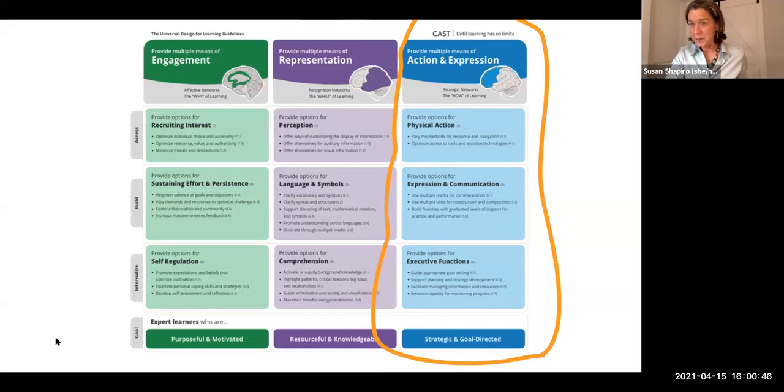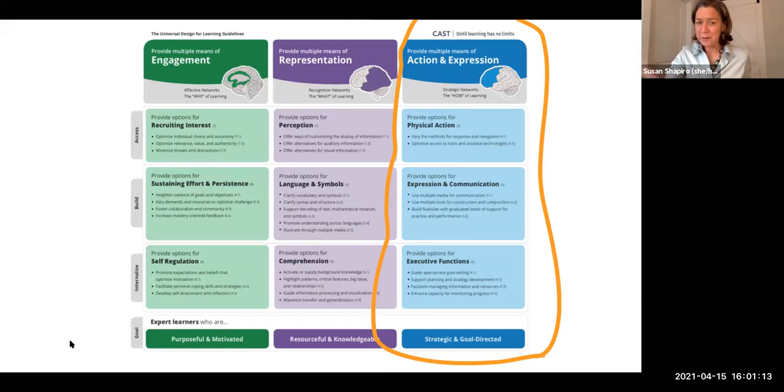And finally, the principle of action and expression. We pay attention to options for physical action. Is there more than one way to physically navigate the learning, or does it have to be done with your finger on the screen? Are there options for expression and communication, learners showing what they're thinking and knowing and understanding, and options for employing executive functions, options for learners to manage and organize their own learning?